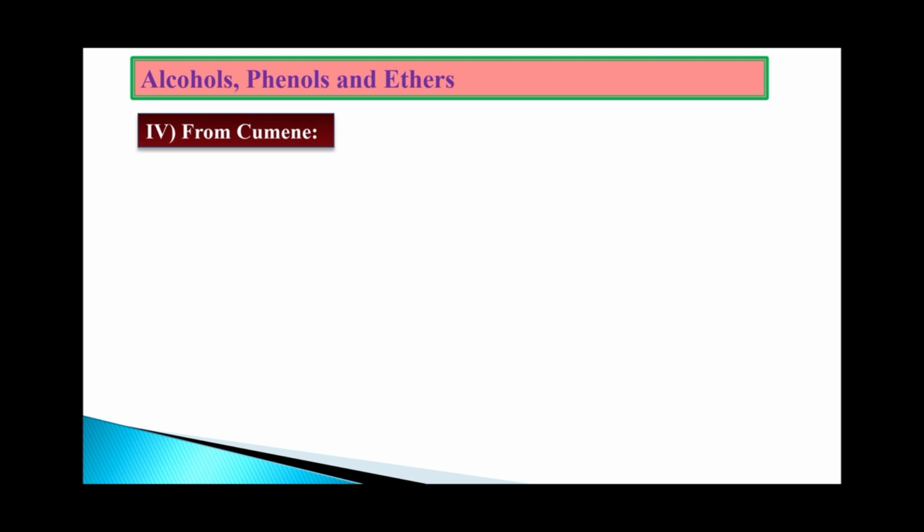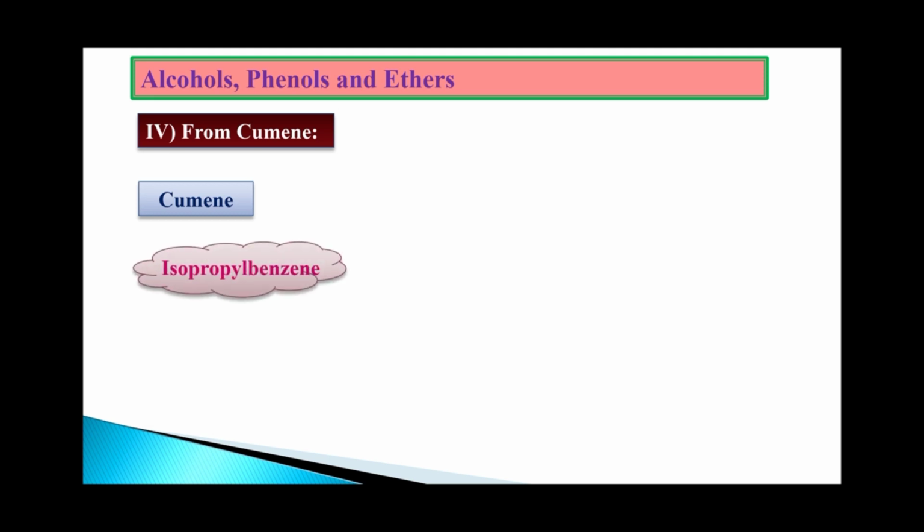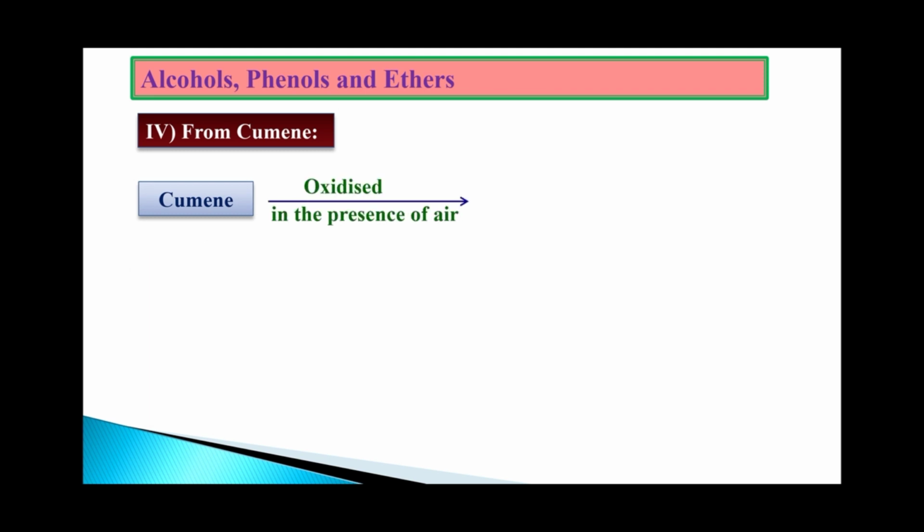Next and last method is starting from cumene. This is a very important question for 3 marks. Many times the question has been asked: write the cumene process of synthesis of phenol. Starting from cumene, we have to synthesize phenol. The process follows like this. Cumene, whose common name is isopropyl benzene, when oxidized, gives cumene hydroperoxide.